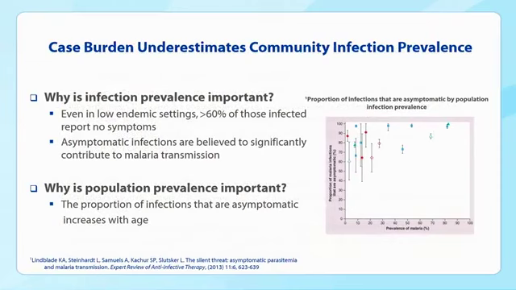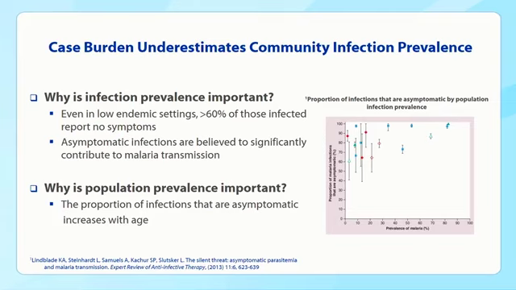So as I had mentioned, the case burden systems underestimate community infection prevalence. And a big reason for that, as I mentioned, were the asymptomatic infections in the population. Here's a nice little figure to the right that shows on the x-axis the prevalence of infection in communities. These are 16 sites in 14 different countries, and on the y-axis is the proportion of the infections where people are not recording or reporting any symptoms at all.